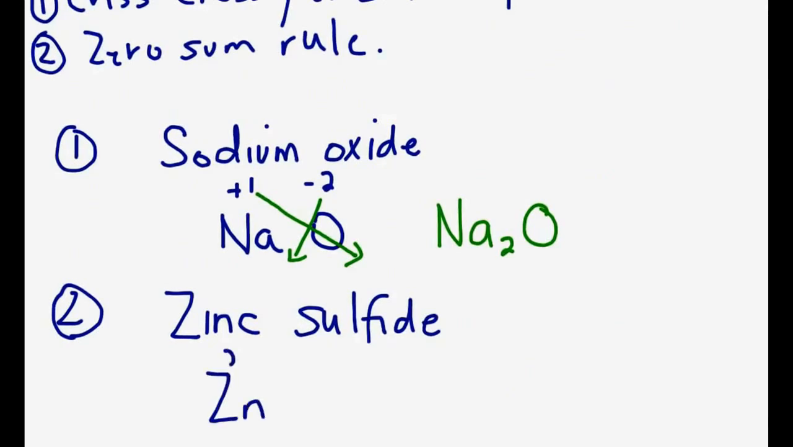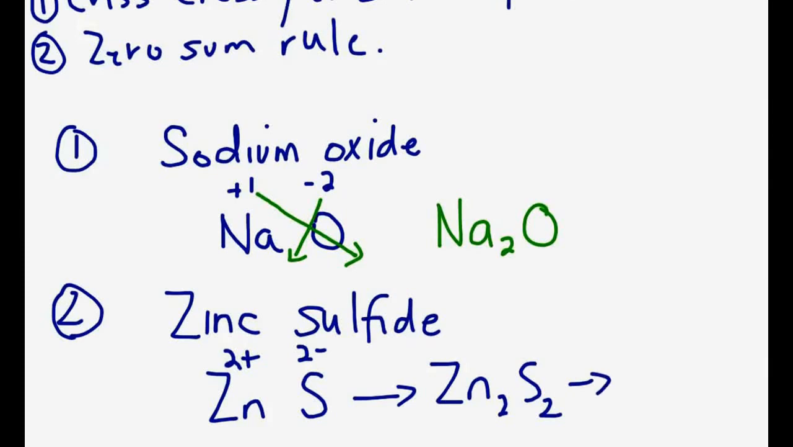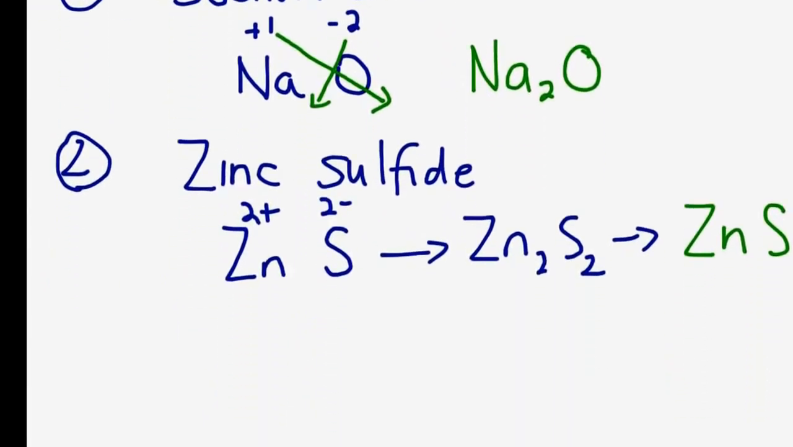Zinc sulfide. Zinc is 2+, and sulfur is 2-. Here, when you cross and drop, you end up with Zn2S2. You always reduce the subscripts. So here you would reduce it to Zn and S. 2 goes into both of those numbers. So you have to reduce it, and it reduces to a whole number.